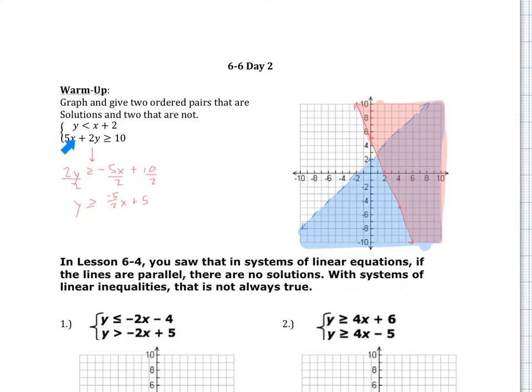If I plug 0, 0 in here, it yields 0 is greater than 10, which is not true. So my red line, I shade this side. And this one, I get 0 is less than 2 for the first one, so that does work. So 0, 0 is a solution for the first one, but not the second. So my solutions would be within this shaded region here.